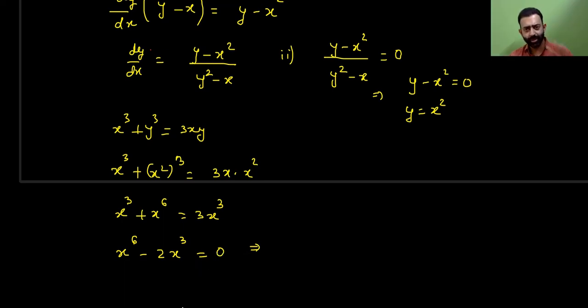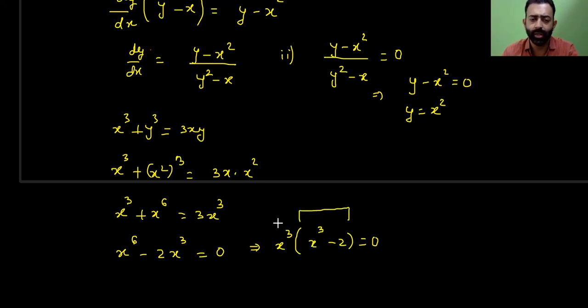I hope I'm not going too fast. You can pause the video and check whether the algebra is going in the right direction. So you can take x cube common. Here I have again x cube minus 2 is equal to 0. Now you have 2 factors, x cube minus 2 and x cube. So you have 2 stationary points, either x is equal to 0 or x will be equal to the cube root of 2.